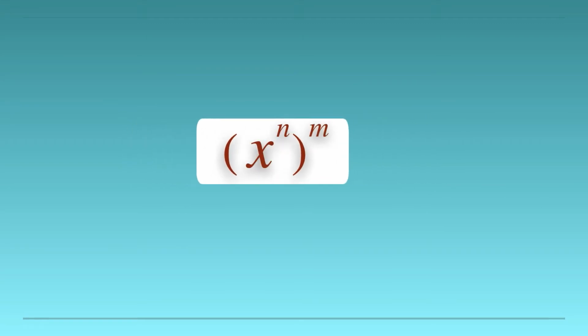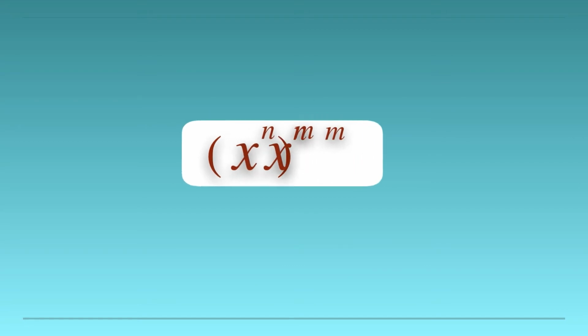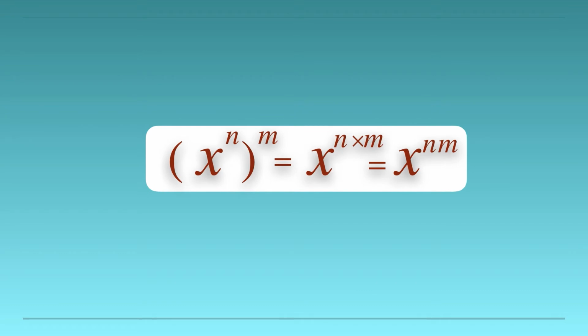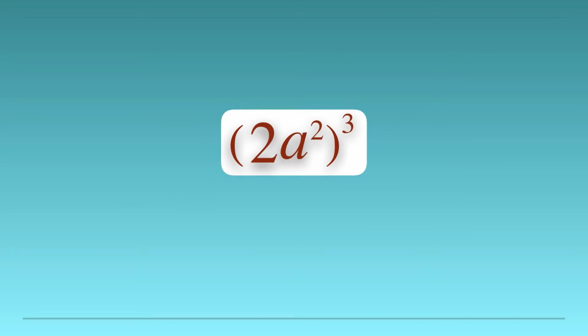In general, given x to the power of, say, some number n raised to the power of m, we can simply write this as x to the power of mn or nm. This rule can be extended if there is more than 1 item inside the brackets. For example, 2a squared whole cubed.